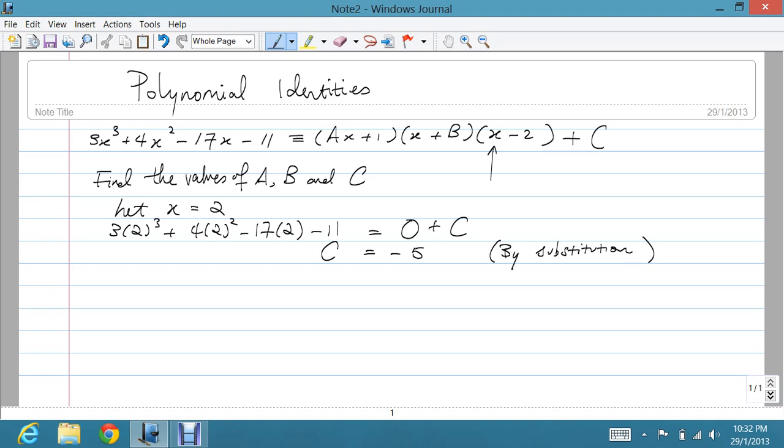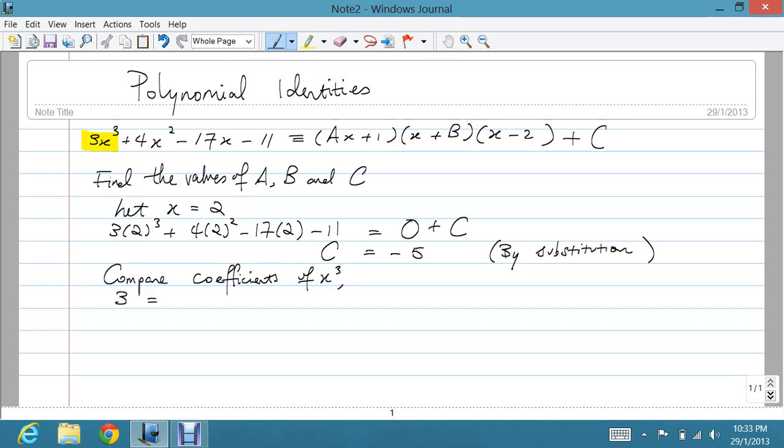We could continue to use substitution to find the unknowns a and b, but that would be more tedious. We're going to use another method to find a and b. If you notice carefully, on the left hand side, the coefficient of x cubed is 3. What about the coefficient of x cubed on the right? Since it's an identity, they must be equal. So let's compare coefficients of x cubed.